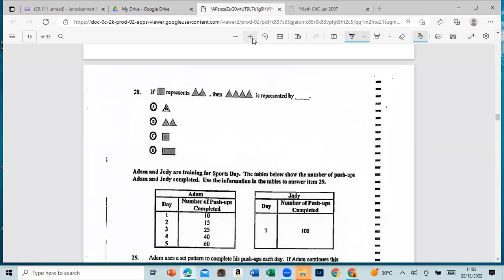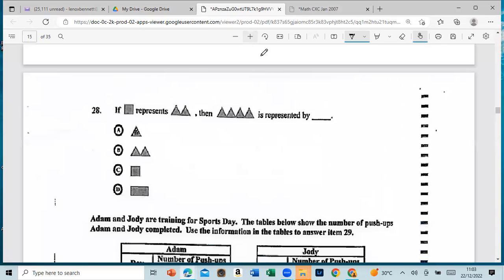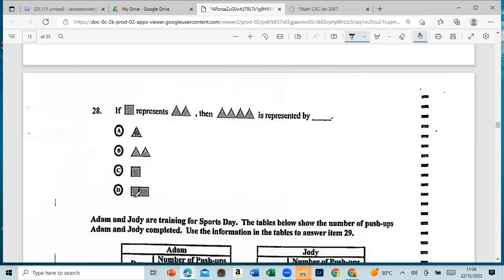All right, let's move on to 28. It says if one square represents two triangles, then four triangles are represented by D, two squares. All right. Yeah. I'm happy you guys pick it up so fast. What they did, they kind of split this, right? Because this is for one, and then this is for two. So that was pretty straightforward. Very good.